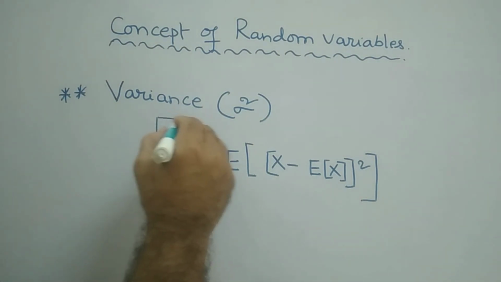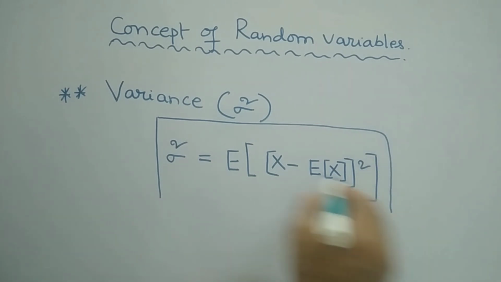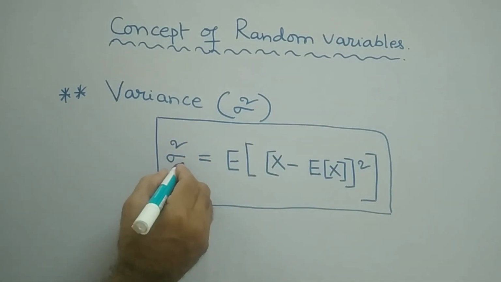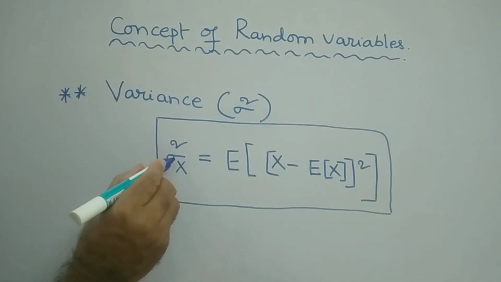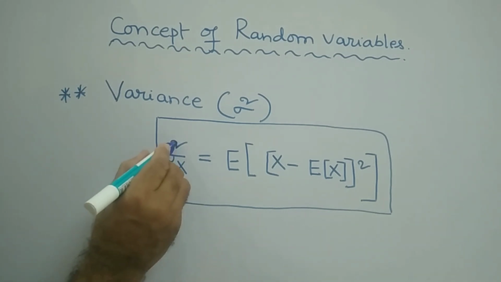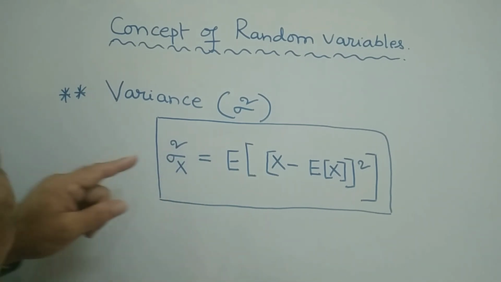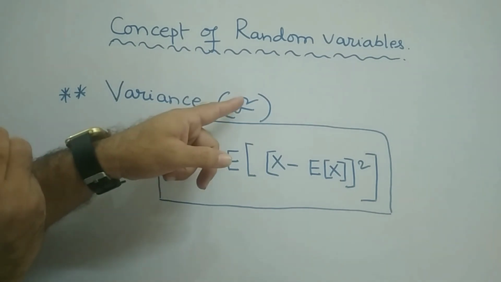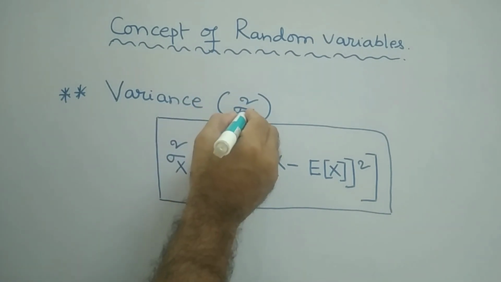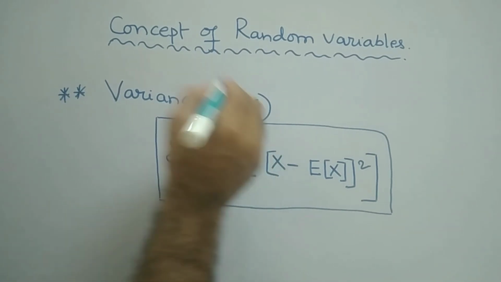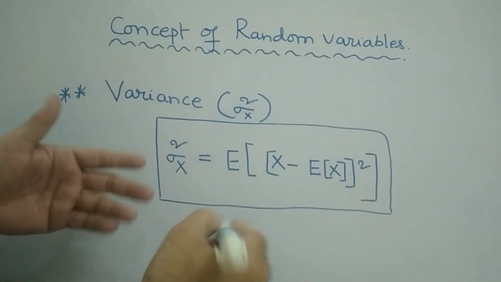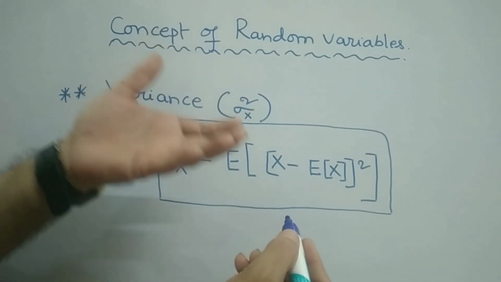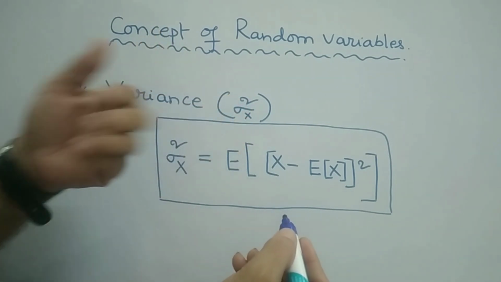Understood? So this is the formula for the variance of a random variable x. You can write like this: sigma square suffix capital X, means it is the variance of random variable x. So variance is denoted by sigma square. If you consider the random variable x, then it can be written as sigma suffix x. If it is random variable y, then you will write capital Y in place of x, or capital Z.